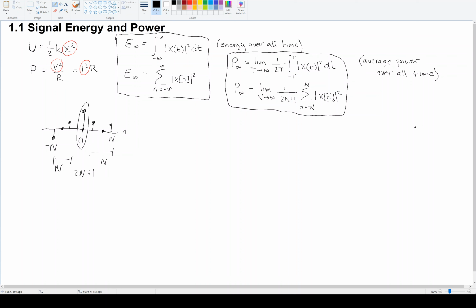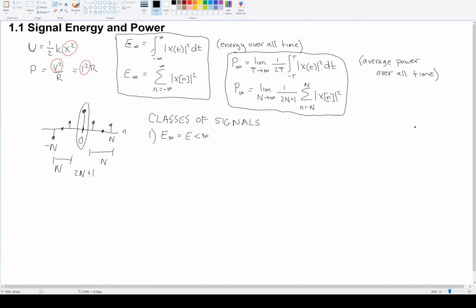Okay, so now from our definitions, there are 3 different types or classes of signals based on these definitions. First of all, when we compute the energy, we could get a finite number. Call that finite number E. Okay, so it might have a finite amount of energy.